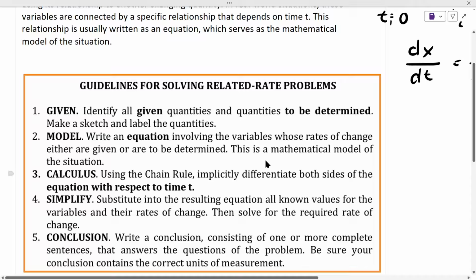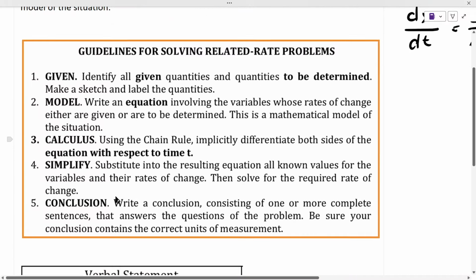So express all the given parameters, known and unknown, into a mathematical model. And then use calculus, especially differentiation. Differentiate it with respect to time, since we're dealing with related rates, the changes over change in time.